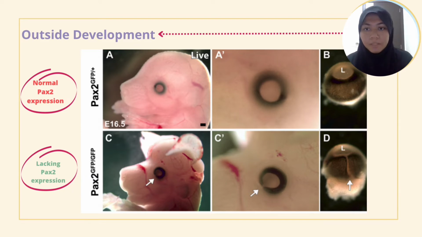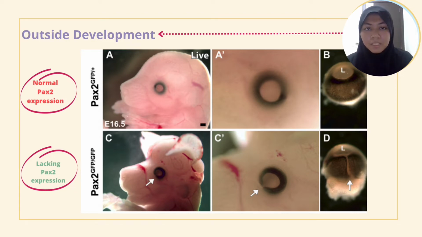Now, let's look at the outside development of the embryo between PAX2 GFP plus, which is the row up here, and the PAX2 GFP mutant, which is the row down below here. So, let's look at two things, which are the shape of the head and the development of the eye. In PAX2 GFP plus, in picture A over here, you can see that the head has formed beautifully. However, in the PAX2 GFP mutant, in picture C over here, you can see that the head is caved in and has not developed beautifully like it should be.